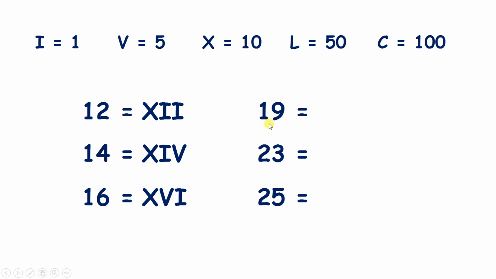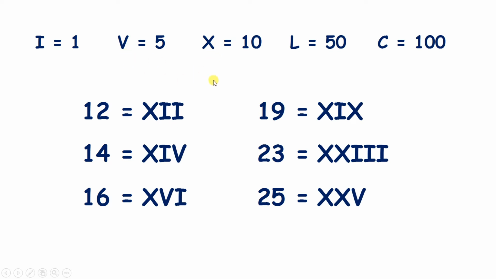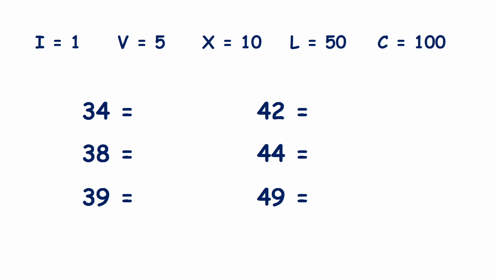Now for 19, they have XIX. The X is for the 10 and the IX is for the 9 because 9 is 1 before 10, so I before X represents that 9. For 23, we have 2 10s and 3 ones, so 2 X's and 3 I's. And for 25, we have 2 10s and a 5, so 2 X's and a V. Now you might want to pause the video and see if you can make these numbers in Roman numerals.